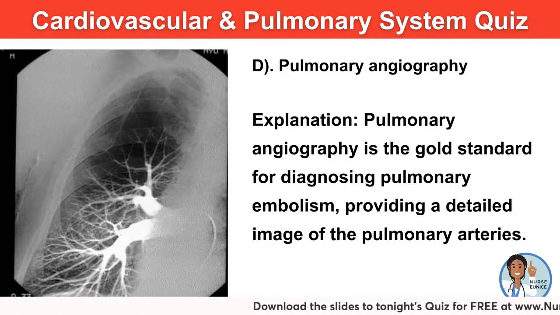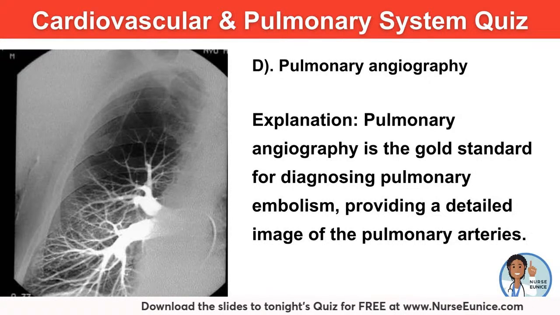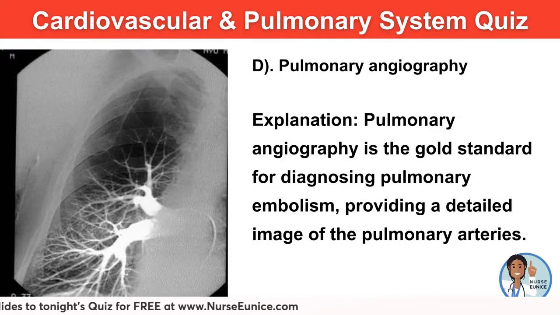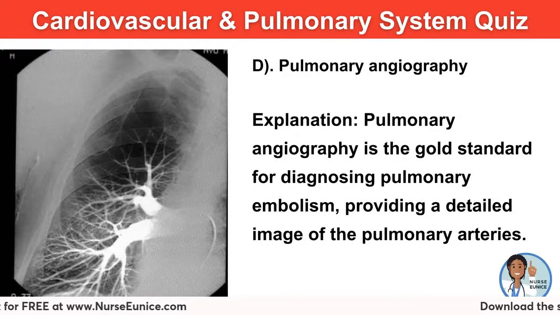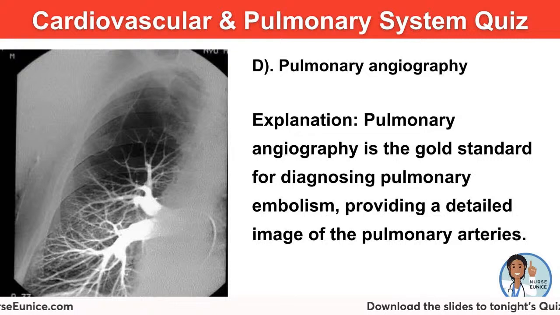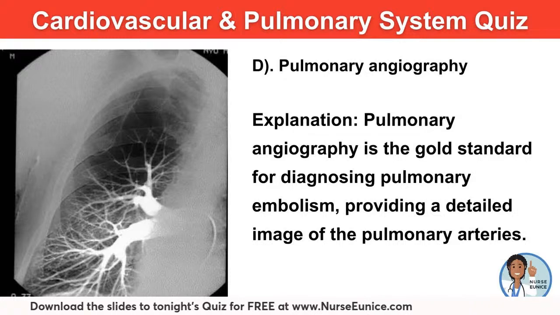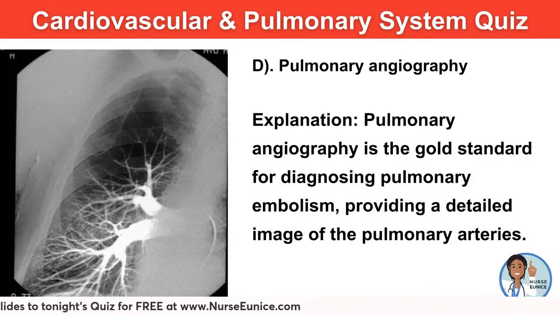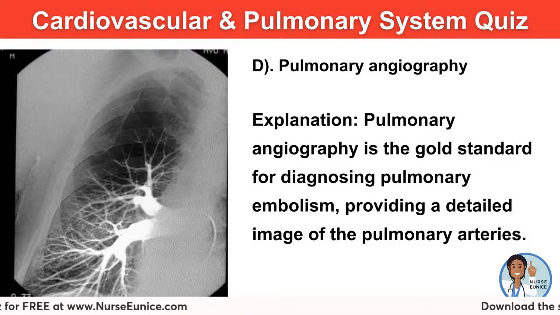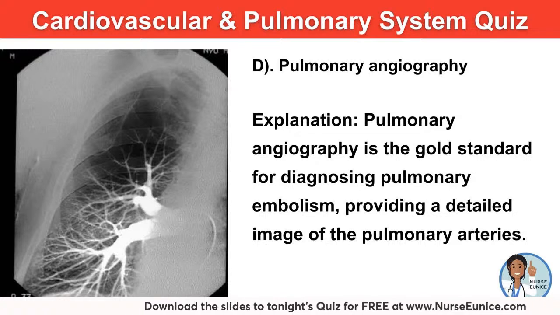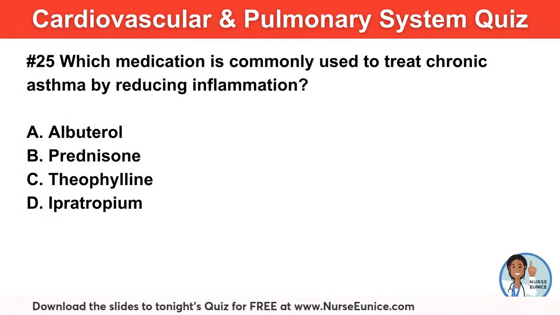If you all said D, pulmonary angiography, you are absolutely correct. It is the gold standard for diagnosing pulmonary embolism, providing a detailed image of the pulmonary arteries. So what we will do is we will use contrast to illuminate vessels. And I know someone put chest x-ray, but we'll be able to look at the actual lungs and the arteries within the lungs under fluoroscopy. So the pulmonary angiography is the gold standard for checking to see if a patient has blood clots in their lungs.